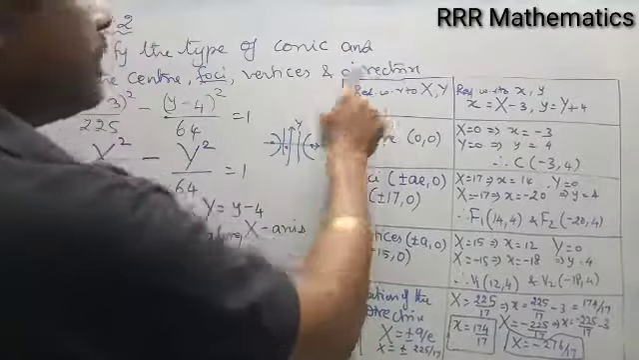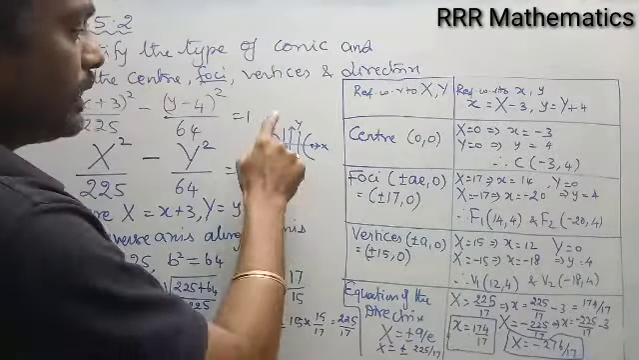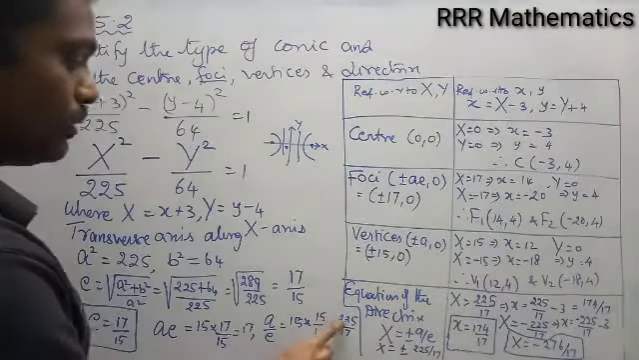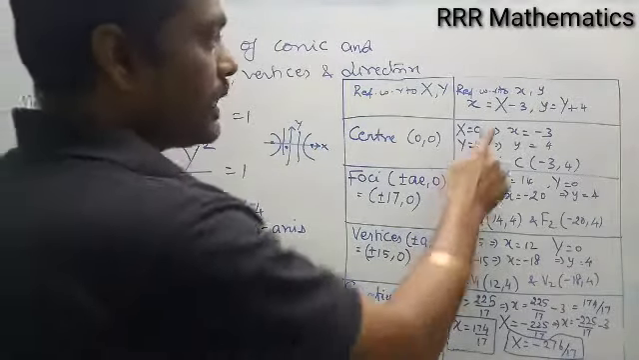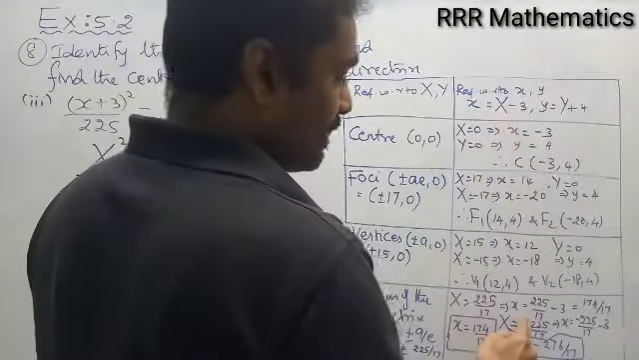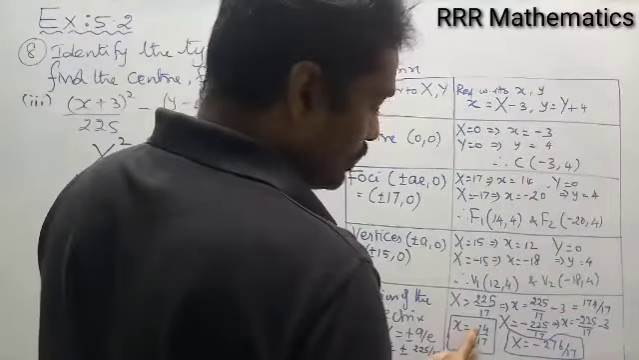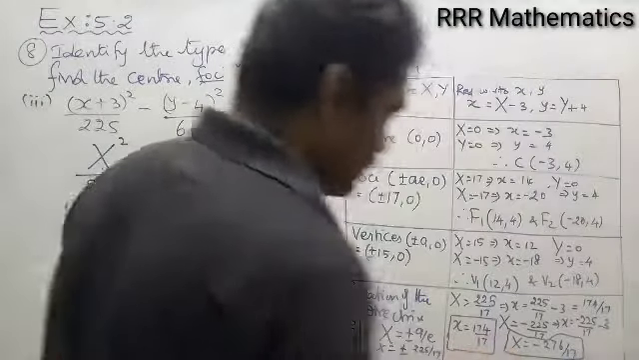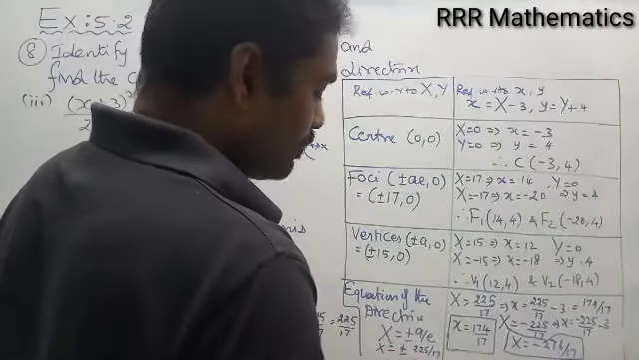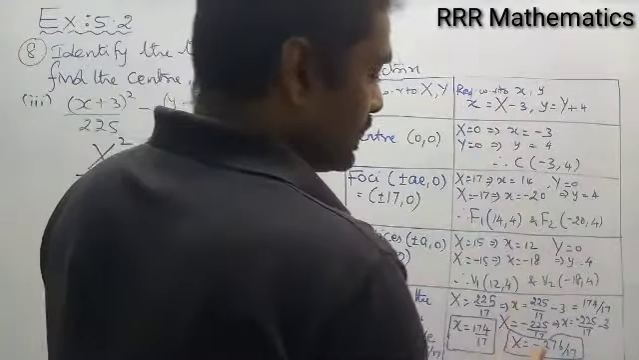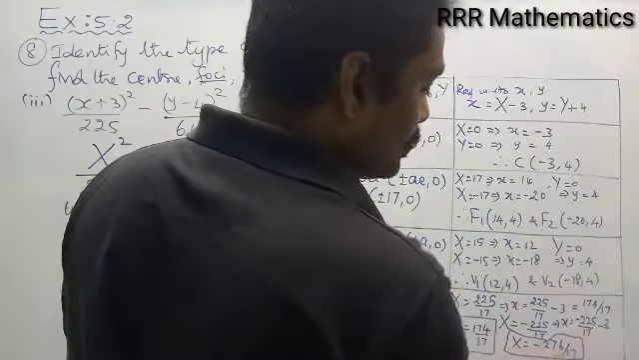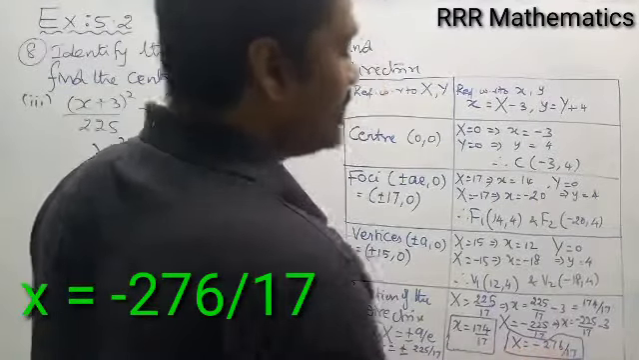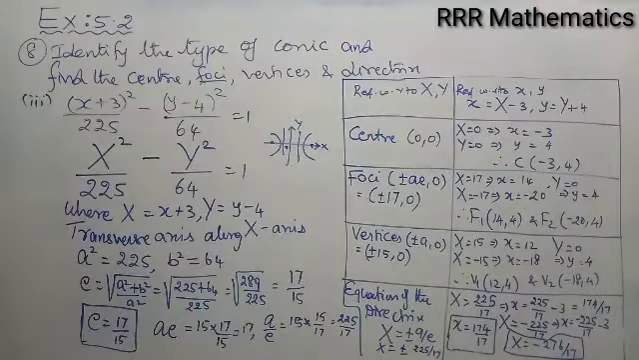Finally, you want to find out the equation of the directrix, which is nothing but x equal to plus or minus a by e. That is x equal to plus or minus 225 by 17. Replace capital X equal to 225 by 17. After simplification, it gives x equal to 174 by 17. Then replacing x equal to minus 225 by 17, it gives small x equal to minus 276 by 17. Finally, we are getting small x equal to minus 276 by 17. Got it?